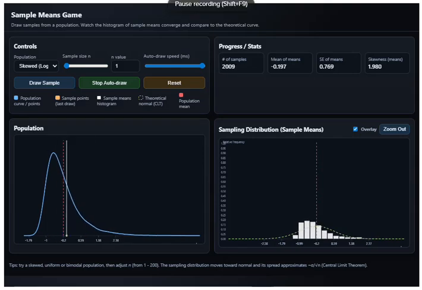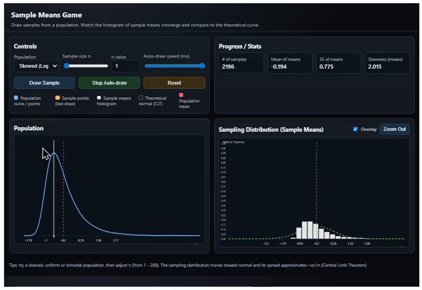We're discussing the central limit theorem. The central limit theorem states that as you increase the size of your samples, it doesn't matter what the shape of the parent population is. The shape of the distribution of sample means will more closely approximate that of the normal distribution.